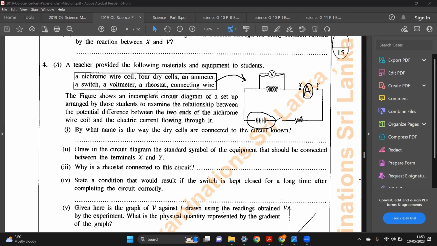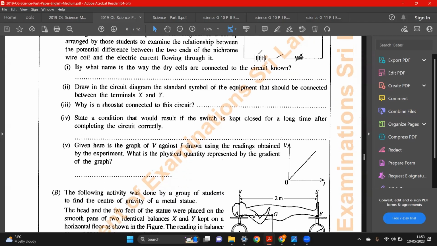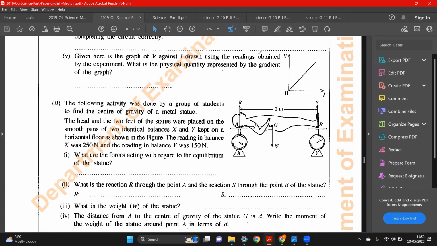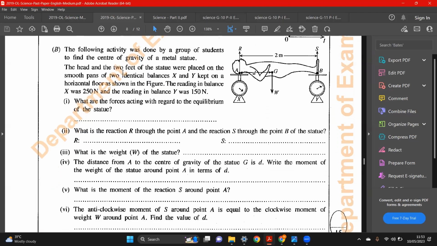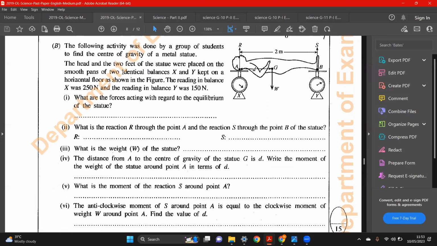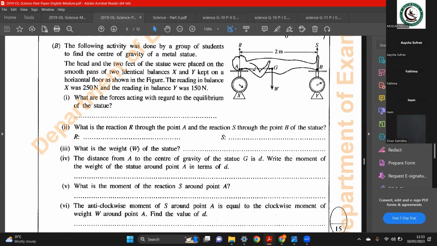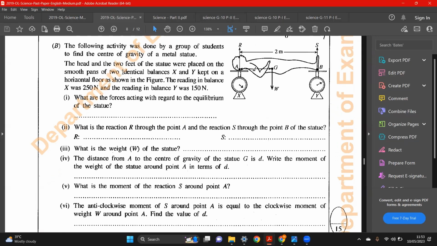Okay. Then given here is a graph. This is Ohm's graph. What is the physical quantity represented by the gradient? That is simple. That is resistance. All right. Then part B, the following activity was done by a group of students to find the center of gravity of a metal statue. The head and the 2 feet were placed on the smooth pans of your balance. The reading is given in X as 250, in Y it's given as 150.